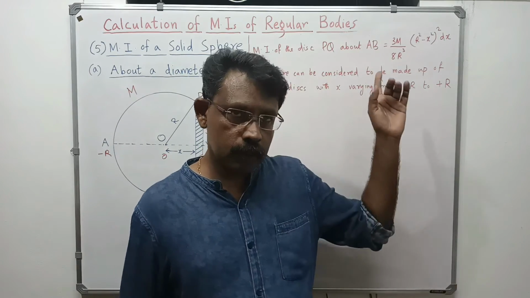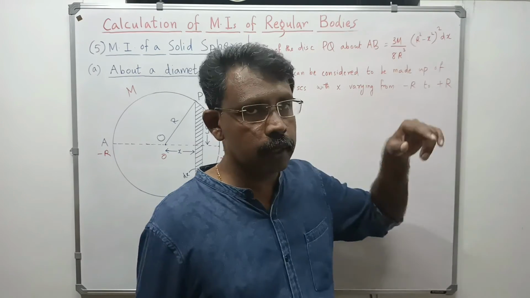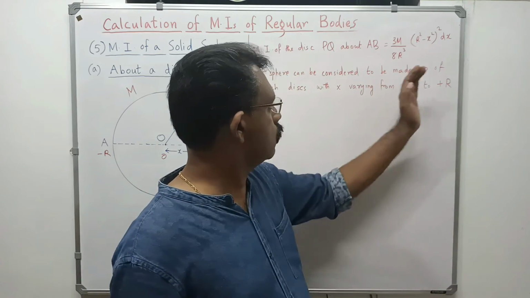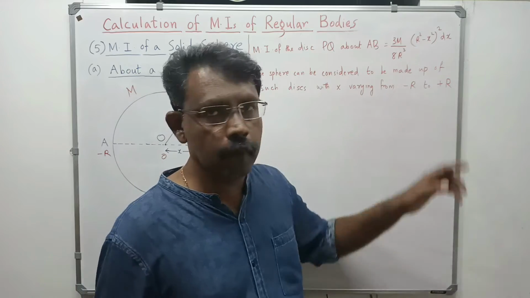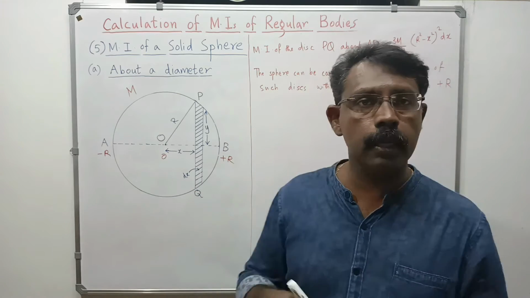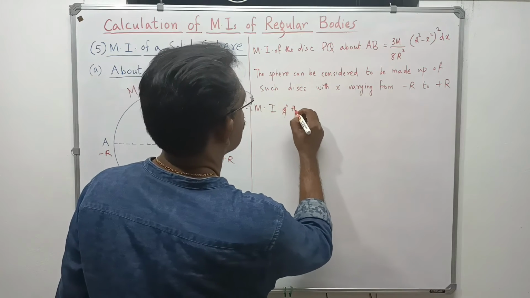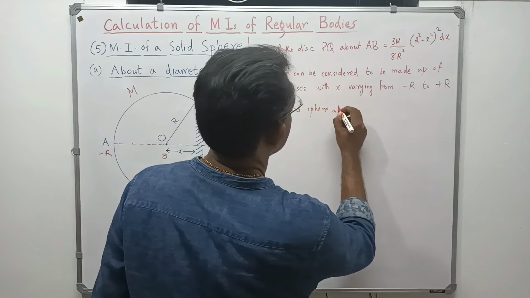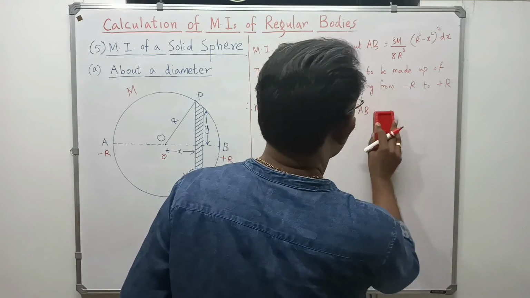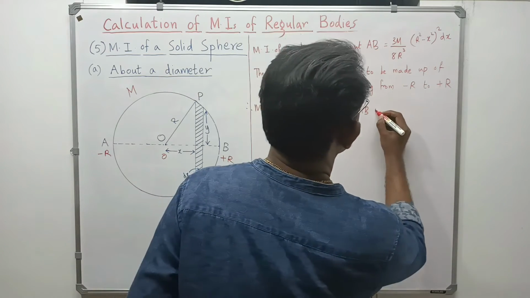So rewriting the equation here, the moment of inertia of the disk PQ about AB is equal to 3m by 8r cube into r squared minus x squared dx. So as I already said, this sphere can be considered to be made up of such disks with x varying from minus r to plus r. So the moment of inertia of this sphere can be obtained by integration. Therefore, the moment of inertia of the sphere about AB is obtained by, so I can take this to be I.